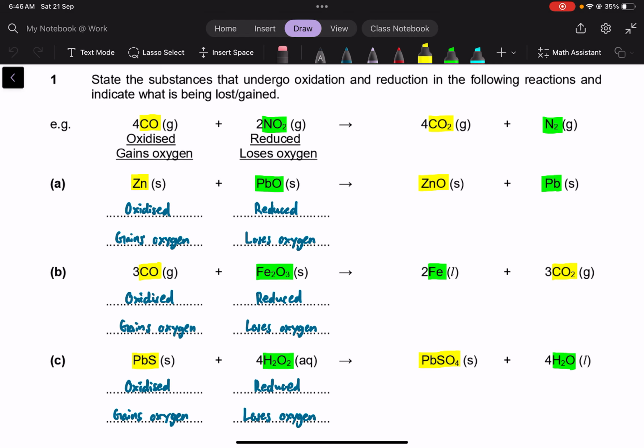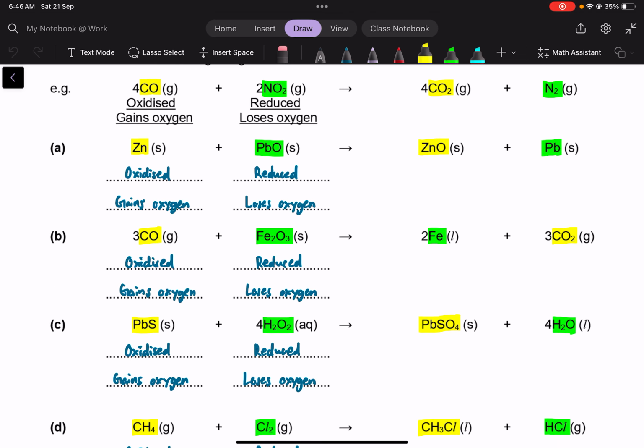Okay, so here we are given a list of substances, and we are tasked to determine whether each is being oxidized or reduced based on the gain or loss of oxygen and hydrogen. Let us look at question 1 part A. Observe that zinc gained oxygen to form zinc oxide, while lead 2 oxide lost oxygen to form lead. So we can simply deduce that zinc was oxidized because it gains oxygen, and lead 2 oxide was reduced because it loses oxygen.